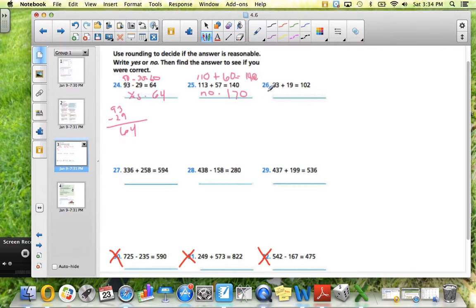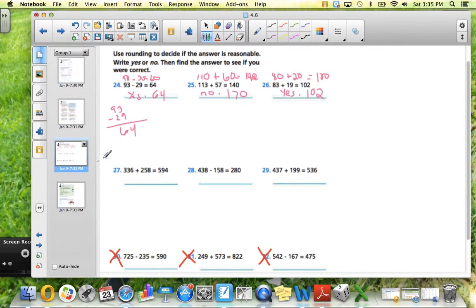Okay? Number 26, 83 plus 19 equals 102. So we're going to round down. 80 plus round up 20 equals round down to 100. And does this seem reasonable? Yes. And then find the exact answer. And the exact answer is 102.